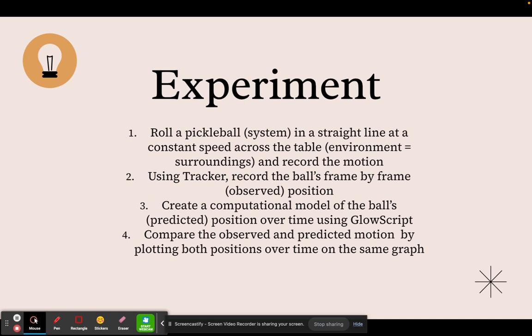I will roll a pickleball, which is my system, in a straight line at a constant speed across the table, where the environment is my surroundings, and I will record the ball's motion. Using Tracker, I'll record the ball's frame-by-frame observed position, and then I will create a computational model of the ball's predicted position over time using GlowScript. I will then compare the observed and predicted motion by plotting both positions over time on the same graph.